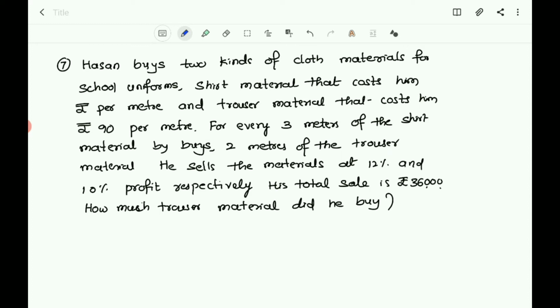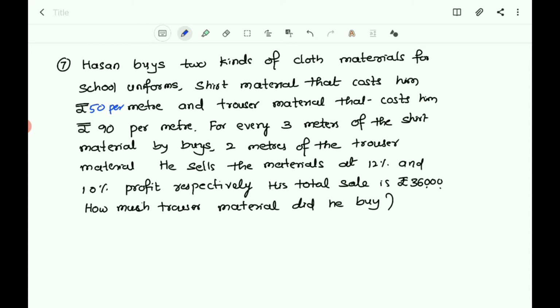Shirt material that cost him rupees 50 per meter, and trouser material that cost him rupees 90 per meter. For every 3 meters of the shirt material, he buys 2 meters of the trouser material. He sells the material at 12% and 10% profit respectively.